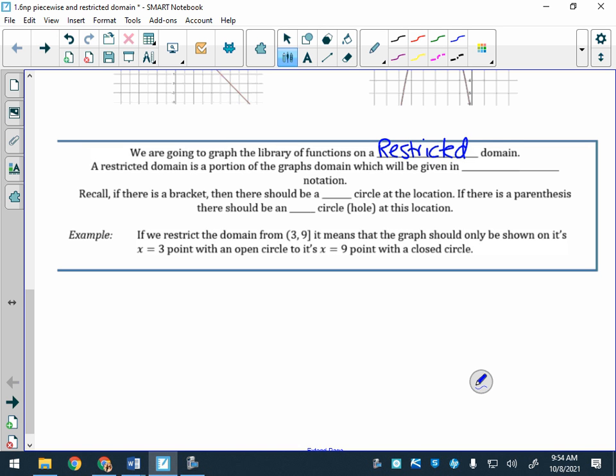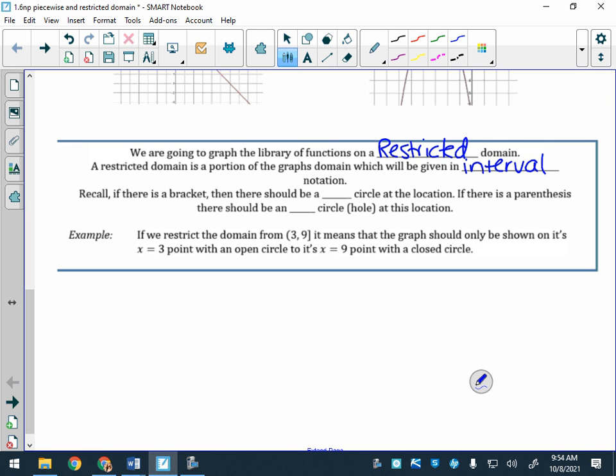Perfect. Yeah. So you're only looking at a small little portion of it instead of the whole graph. So a restricted domain is a portion of the graph's domain, which will be given in interval notation. However, you will also see this in inequality notation as well.